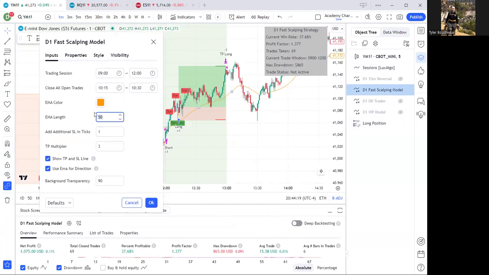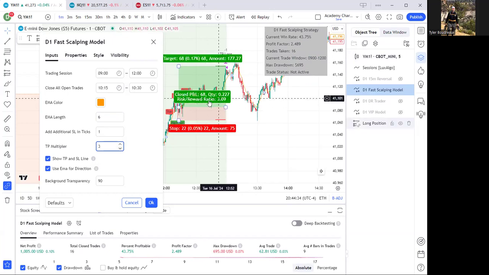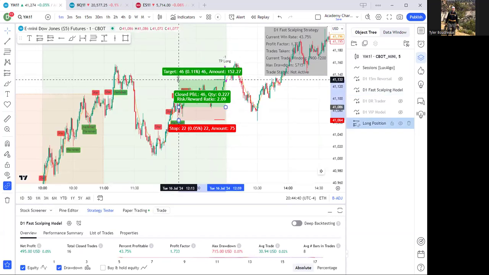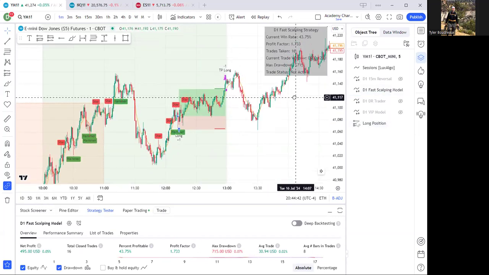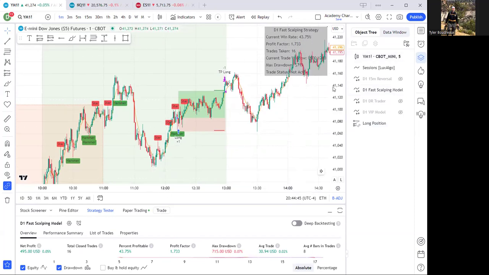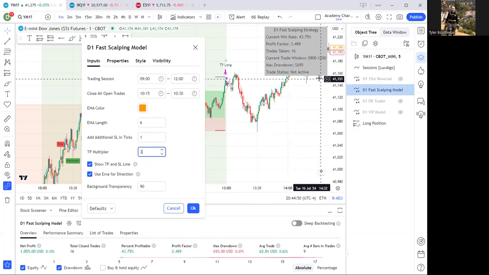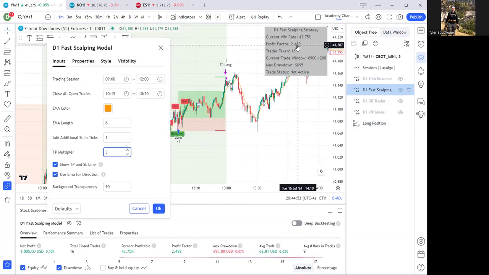Well, they got way worse. So we're probably better off with a 6, right? Now, what if we used 100? Well, the stats still got worse. So we're probably better off with a 6. Now, the TP that we're setting, we could say, okay, instead of taking a 3-to-1, what if we took a 2-to-1 right there? Well, the stats didn't really get any better. 43% on a 1.7 versus 43% on a 2.4. That's a massive difference. So what if we just took 1-to-1s?